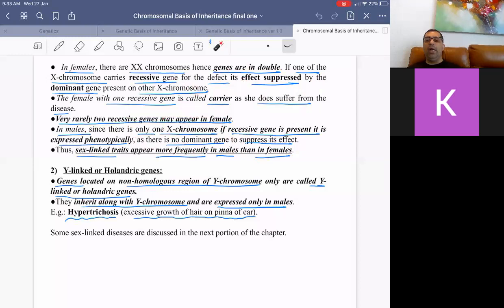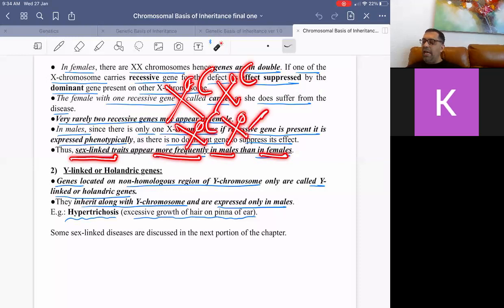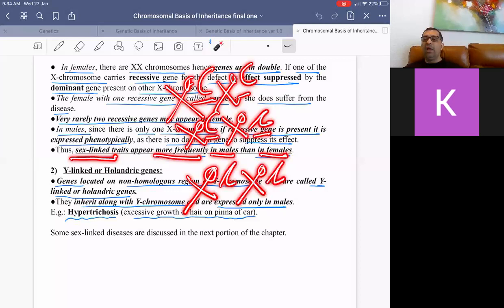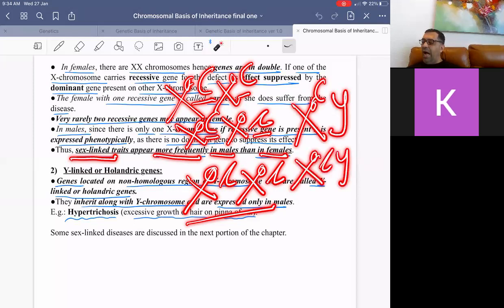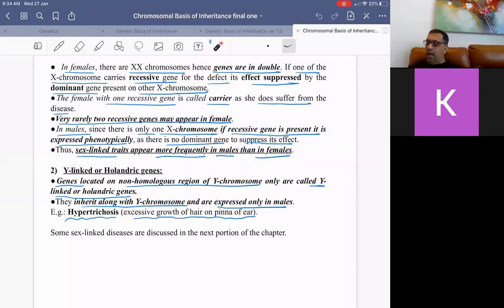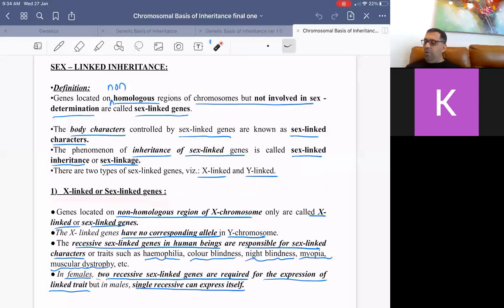So sex-linked traits appear more frequently in males than in females. Females are normal, or females may be carriers. X capital C is normal, X small c is carrier. Very rarely she will be X small c, color blind. But in males you have X capital C Y normal or X small c Y. So Y cannot have any allele to make small c recessive, and small c will make him colorblind. So he becomes colorblind easily. So sex-linked traits are more frequent in males than in females. And all these are called X-linked diseases. So hemophilia, colorblindness, night blindness, myopia, muscular dystrophy, all these are X-linked or sex-linked genes.